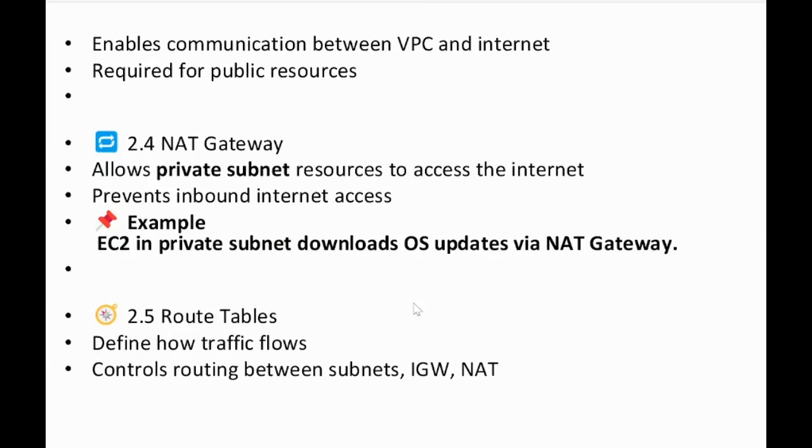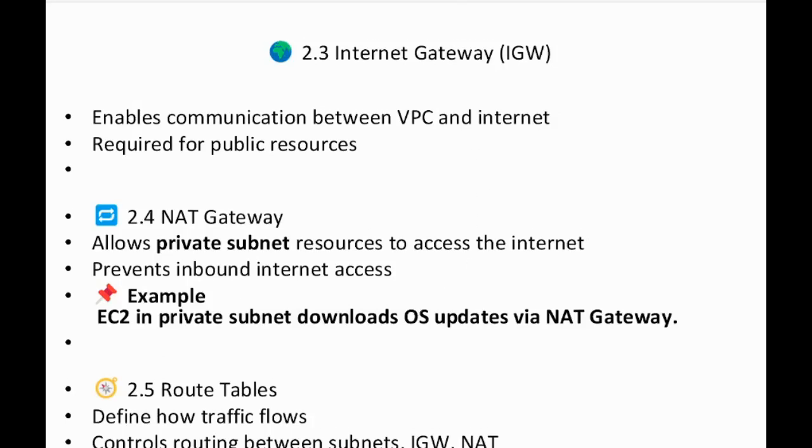What is an internet gateway? Short form is IGW. It enables communication between the virtual private cloud and the internet. Okay, and it is required for public resources. So mainly it's used for communication between the virtual private cloud and the internet, and for public resources it's required. Simply, you can understand the internet gateway in this way.